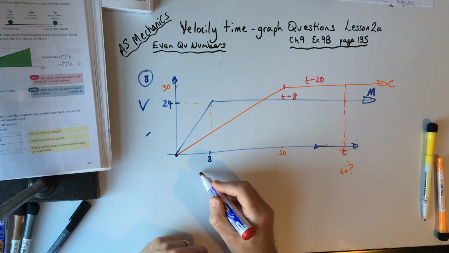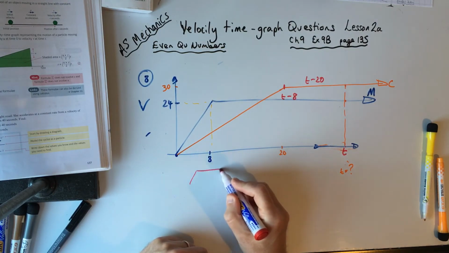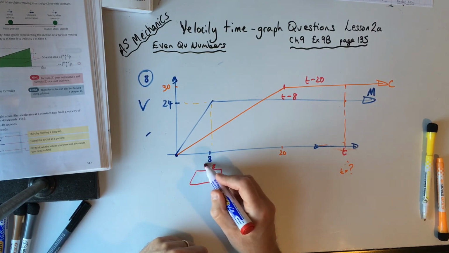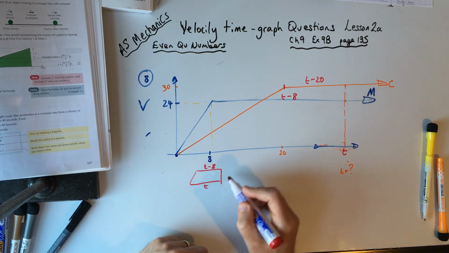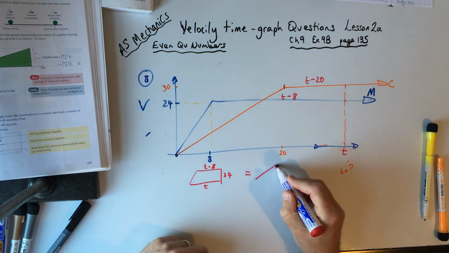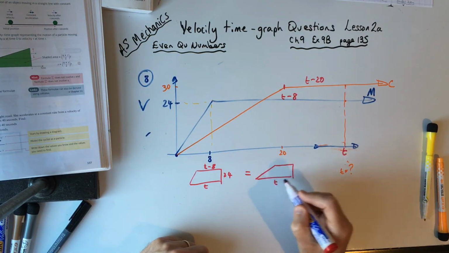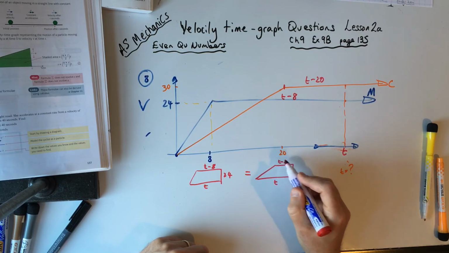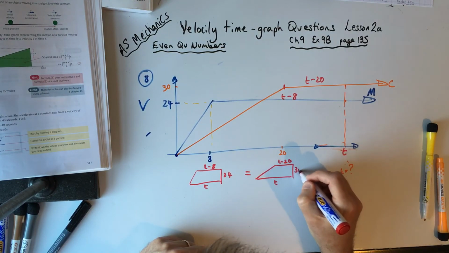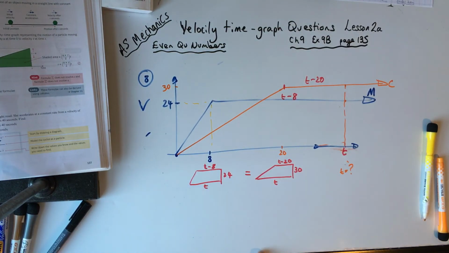Now we've got two trapeziums, and the trapezium of that one with T minus 8 and T on the bottom and a height of 24 is equal to the trapezium like that, the orange one, where that's T and that is T minus 20. And that has a height of 30, doesn't it? So that's the maths that we're going to do. The two areas have to be the same. That's when they travel the same distance, and that's when they're passing the pedestrian.